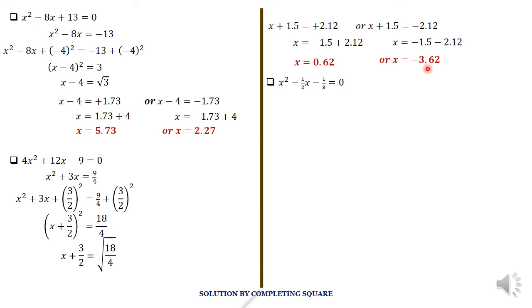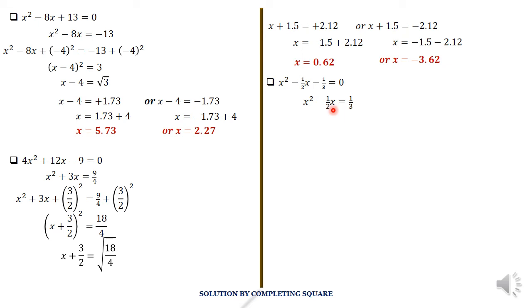We move on to the very last question, and this one is interesting since it's involving some fractions. The first thing, of course, you take the third term to the other side, so that becomes positive. You use the first two terms here to come up with a perfect square. And now that we are having a fraction, please understand that this is the first term, this is the second term. The third term will be half of half, squared.